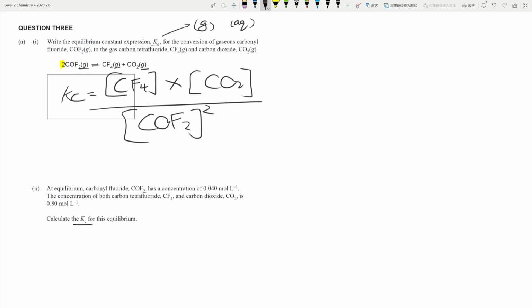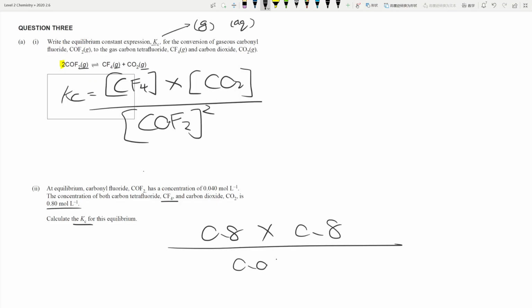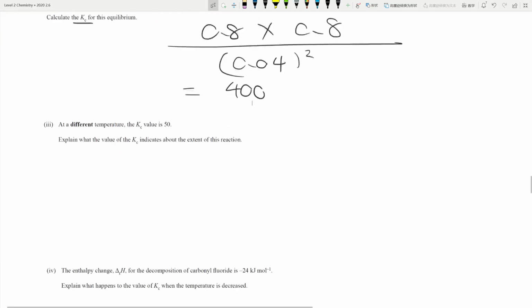Now we're just going to calculate the Kc. We're just going to substitute numbers into the equation. So what's CF4? CF4 is 0.8, so it'll just be 0.8 times 0.8 divided by 0.04 squared, and that's going to give you, what is the answer here? Let me just find it. It's not a worthwhile equation for me to actually get a calculator. So Kc equals 400. Just find the numbers, substitute it in. It's really not that difficult.